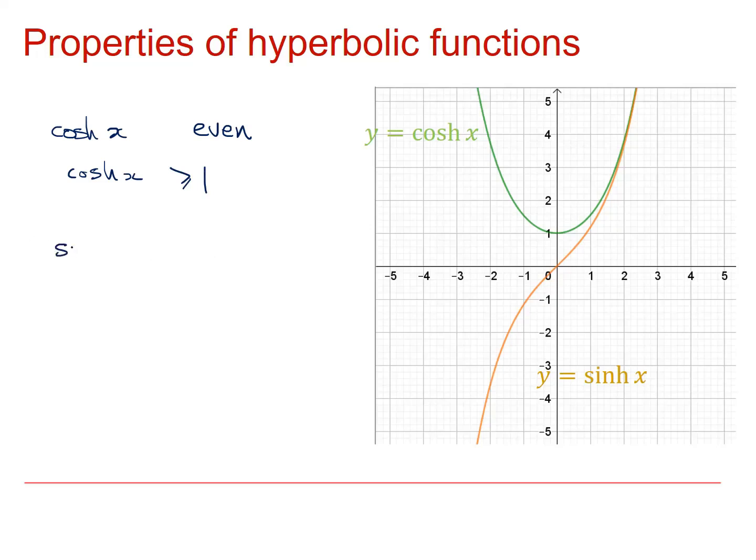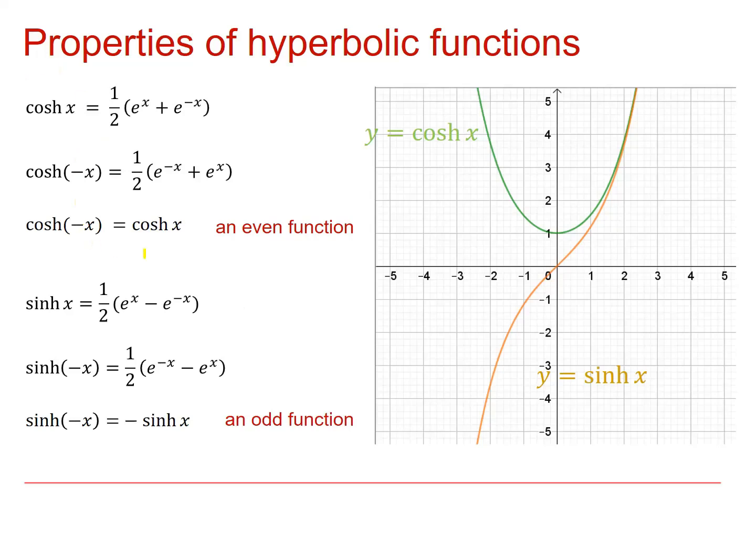Sinh x is an odd function. We can rotate sinh x by 180 degrees and we'll get the same form. It has a rotational symmetry. Sinh x for a negative value of x is minus the same positive value of x. So sinh of minus 2 is minus sinh of 2. Sinh can take any value between plus and minus infinity.